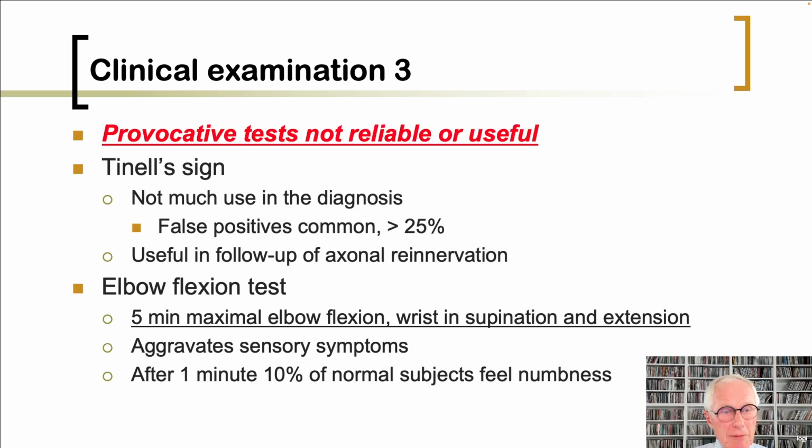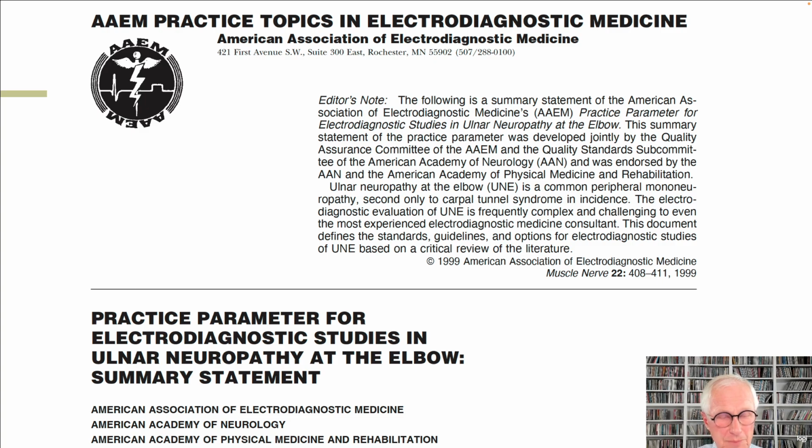Provocative tests are not particularly reliable or useful. Tinel's sign gives you false positives in a high number of situations. Elbow flexion test: maximal elbow flexion for 5 minutes, with the wrist in supination and extension. It will aggravate the symptoms, but 10% of normal subjects will feel numbness in this position. So it's not very discriminative between healthy subjects and ulnar neuropathy.